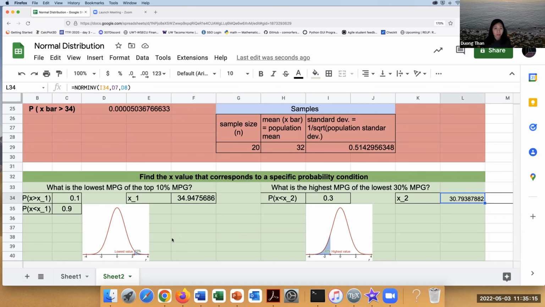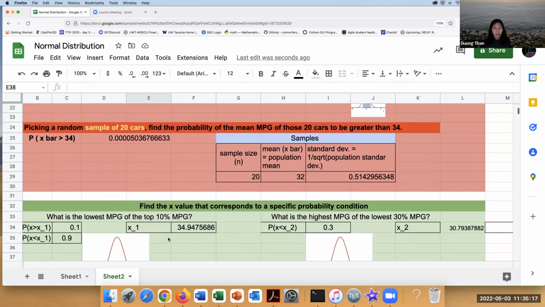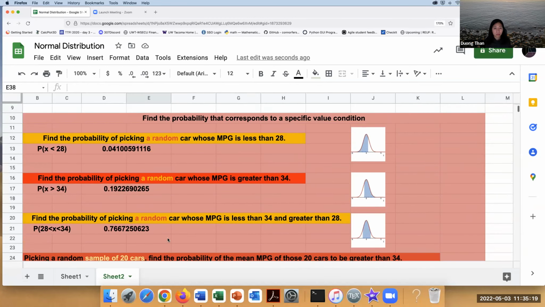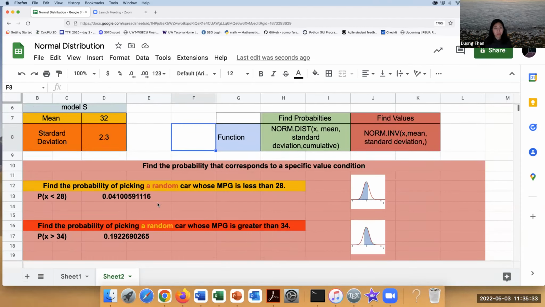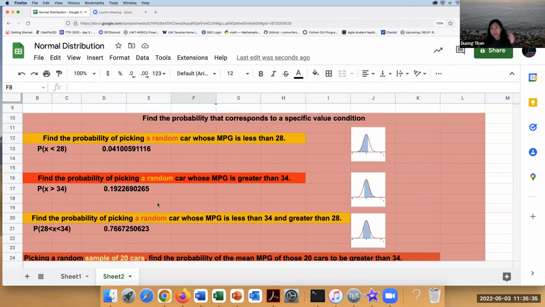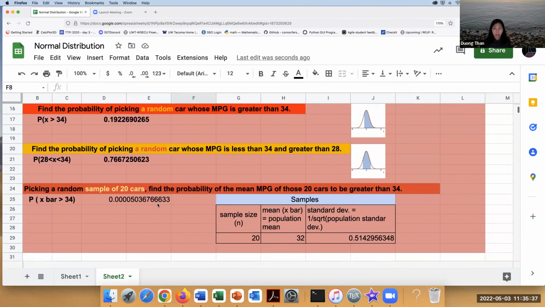So these two questions are about finding the values in the population that correspond to some given probability. I hope that you will be able to apply probabilities of normal distributions to real world applications. Also know how to use Google Sheets to find the answer for any of these questions.